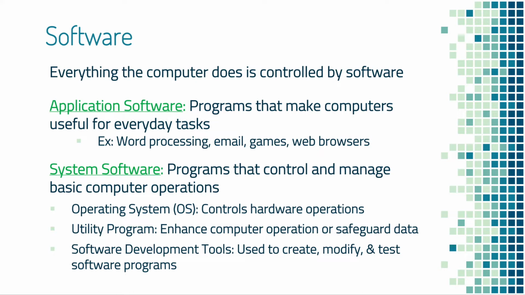Things like word processing, email, games, web browsers, all of that sort, those are application software. The ones you don't see normally or don't think about all the time are called system software. This is the type of software we built to control and maintain the basic operations of a computer. Imagine something like, for a human, your immune system, your heart. You never think about these things working, but for a computer, it's the same thing. We have our operating system, which controls all the hardware operations. We have utility programs, which enhance computer operations. And then we also have software development tools, which we're going to be using to create, modify, and test different software programs.